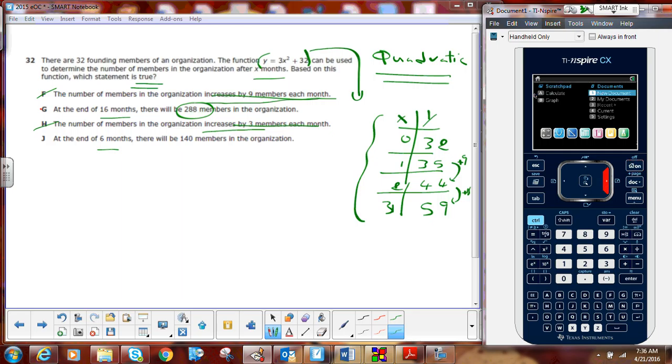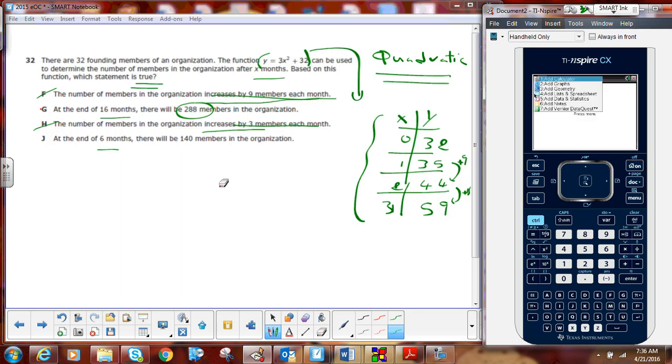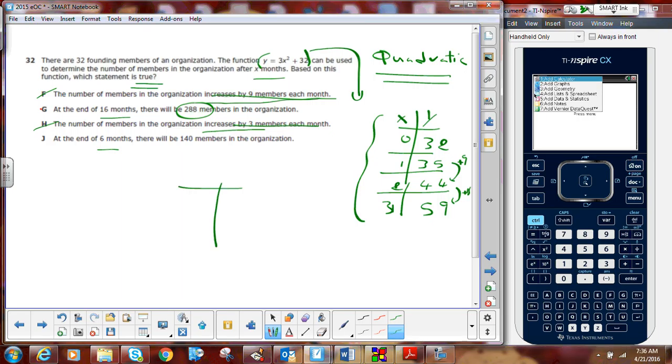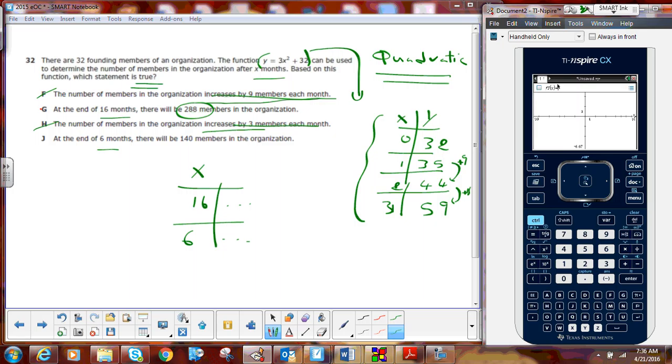So, new document. I want to check when x equals 16 and x equals 6, both of them from the table, and see which one matches. So you're going to go to add graph. You plug in your equation as you see it.